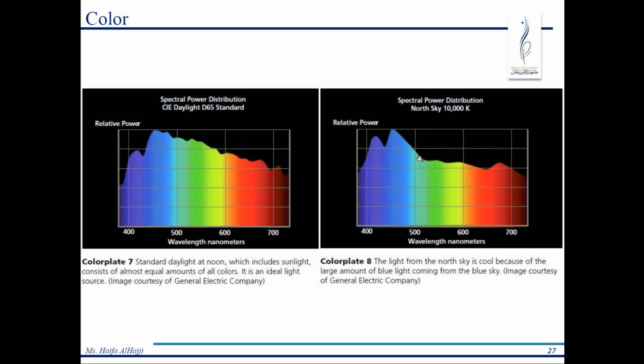This is another representation of these SED diagrams with colors. As we can see in here, this is the noontime daylight, clear sky daylight. It's almost the same. Now, this is the north sky daylight. As we can see, we have an abrupt increase in the bluish range.